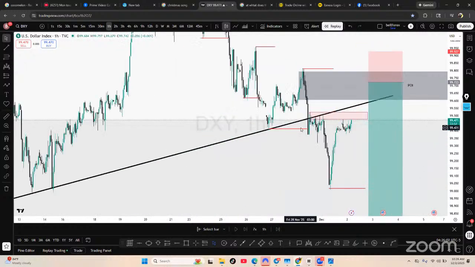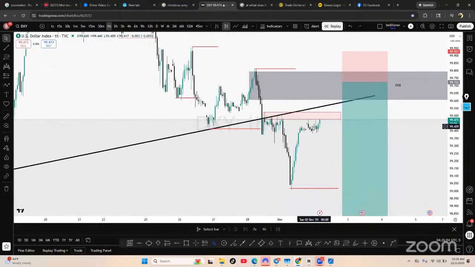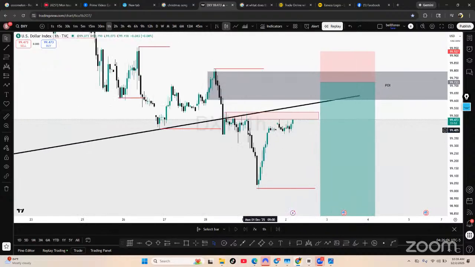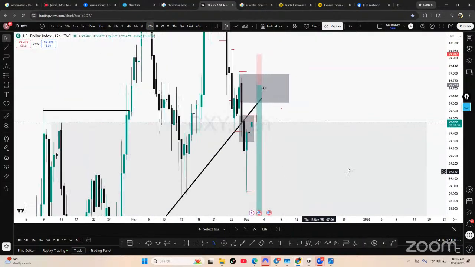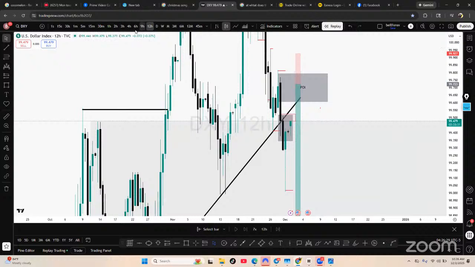Now, good question from Madame Prudence. She asks, can we consider the drop-base-drop, which is correct? This is the base structure that she's asking us to check, which seems quite valid. But when we go on a higher time frame, do you see this drop-base-drop? Let's say on the 6 hours.